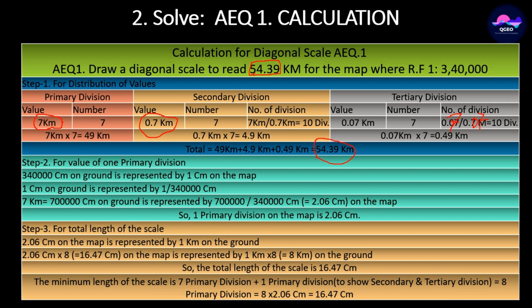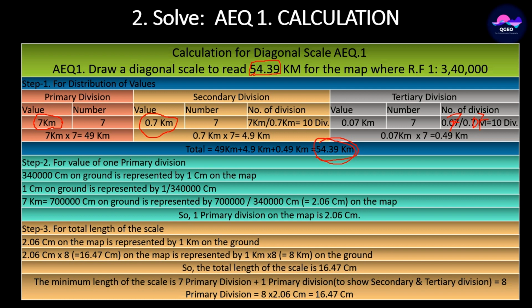The distribution of value is the main factor. You can distribute in another way, here 10 kilometer, here 1 kilometer, then in this way you can get 54 kilometer. But in tertiary division, then you have to draw 100 lines, a total of 100 divisions in the tertiary part. Otherwise you will not be able to complete this portion. So remember it, be careful for distribution of the values.